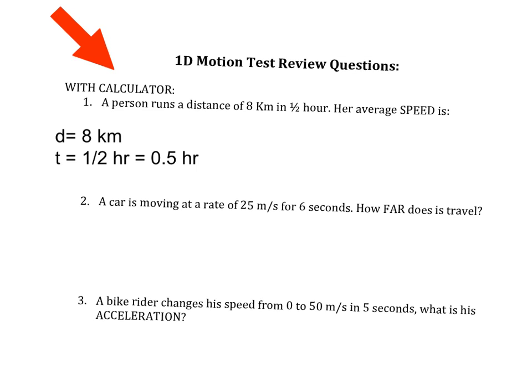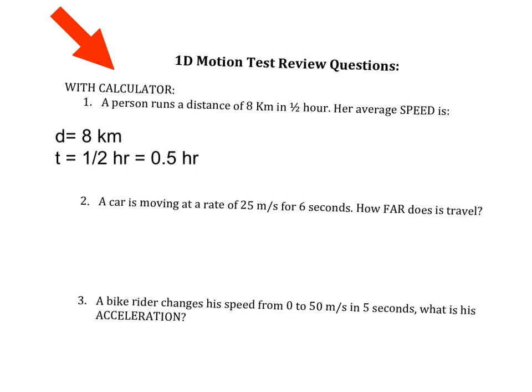Okay, we're going to go over the test review questions that you have in your iTunes University. If you could get a calculator out, let's go ahead and work through these. These questions pretty much mirror what you're going to see on your test, so make sure that you know how to do these. So number one, a person runs a distance of 8 kilometers in half an hour.